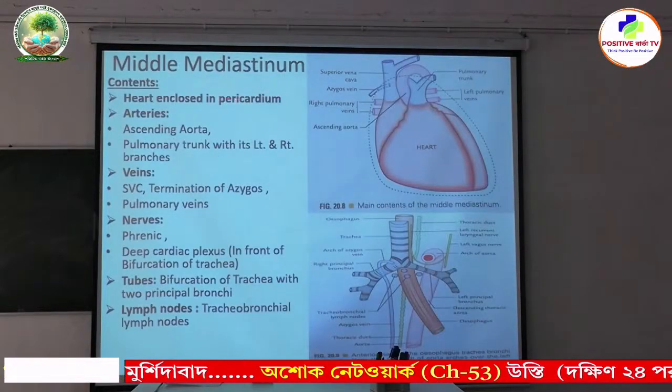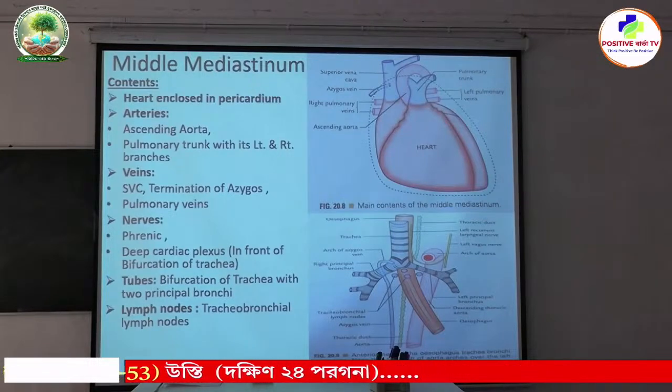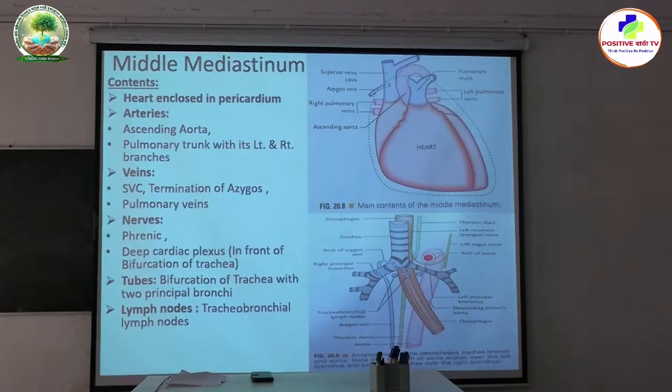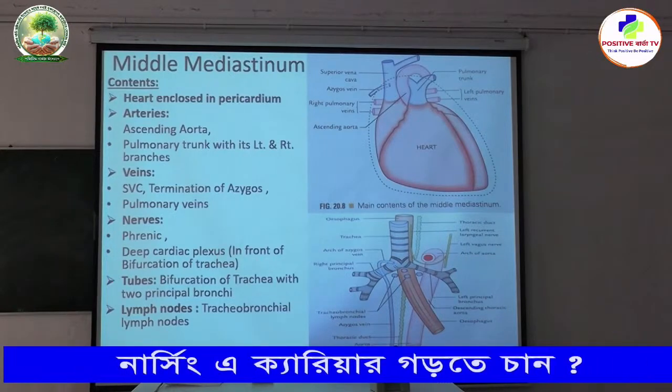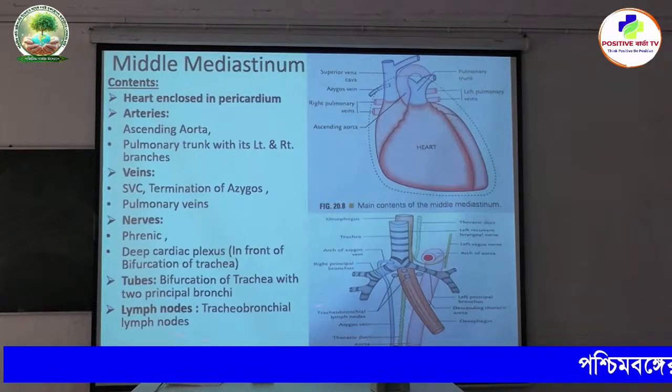What are the contents of the middle mediastinum? Heart enclosed in the pericardium. Arteries are the ascending aorta, pulmonary trunk with its right and left branches. Veins are the superior vena cava, termination of azygous vein, pulmonary veins. Nerves are the phrenic nerve, deep cardiac plexus in front of bifurcation of the trachea. And tubes are the bifurcation of trachea with two principal bronchi, and lymph nodes are the tracheobronchial lymph nodes. So all these are contents of the middle mediastinum.